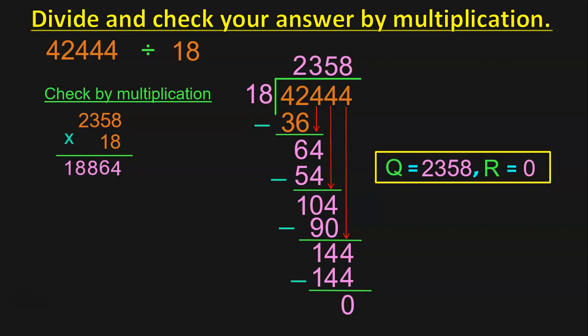Next multiply 2358 by 10. So we'll have to put a 0 in the ones place. 1 into 8 is 8. 1 5s are 5. 1 3s are 3. 1 2s are 2. The next step is to add these two products.